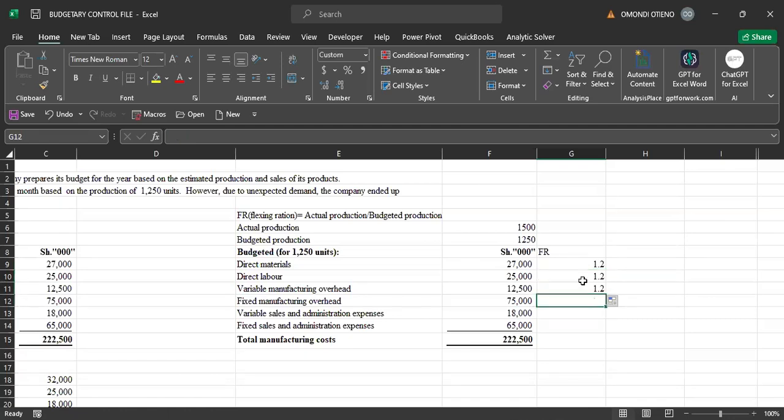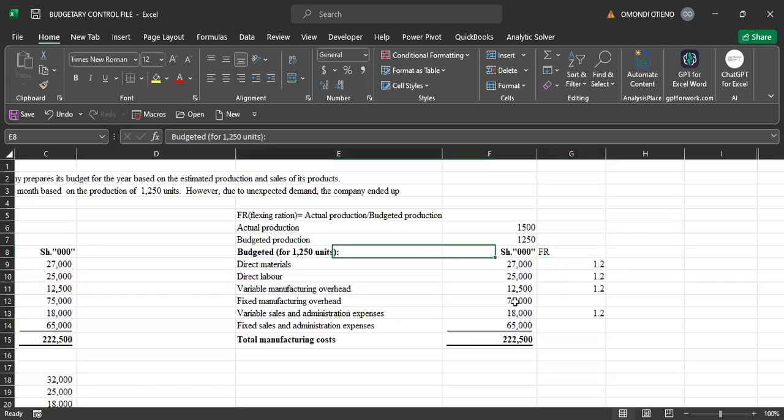How about fixed manufacturing overhead? No, we are not going to flex it because the fixed manufacturing overheads does not depend on the units of output. How about variable sales and administrative expenses? We need it there. Good. About fixed sales and administration expenses, we don't need it there, right? Good. So we've been able to identify the flexing ratio.